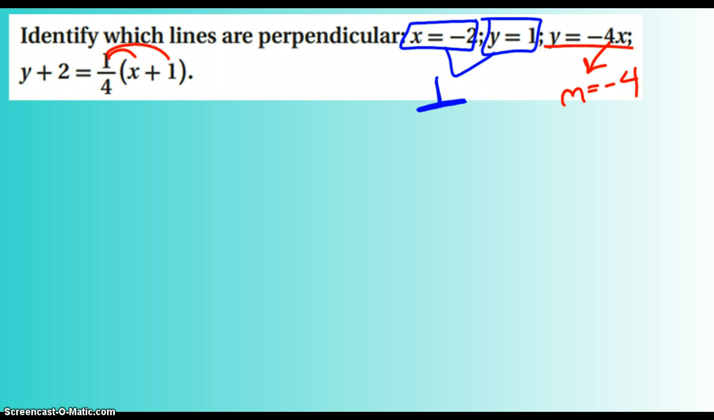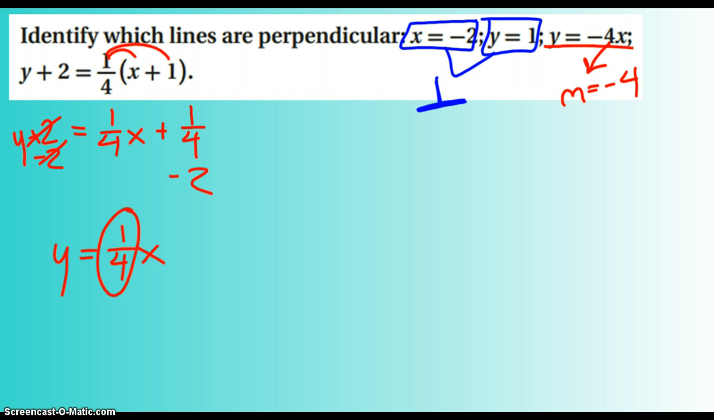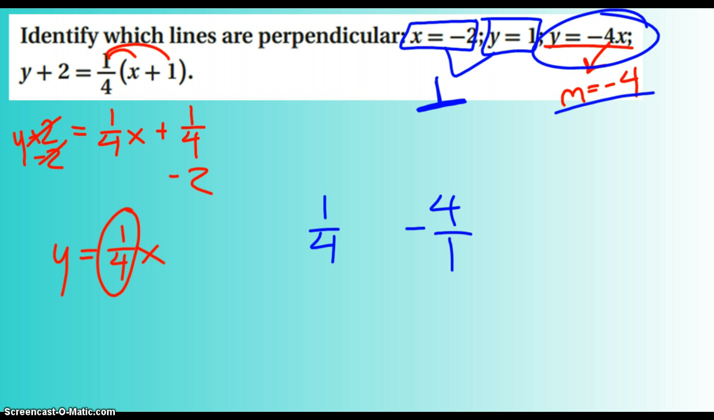Even if I turn it into slope-intercept form, I'd just subtract 2 on both sides, and it doesn't even matter what this comes out to, because here's all I need to know. My slope is 1/4, which is the opposite reciprocal of this one. If I compare the slopes of each line, I have 1/4, and then I have -4, but I can write that as -4/1. Opposite reciprocals: flip them, change the sign. So this and this are also perpendicular to each other.